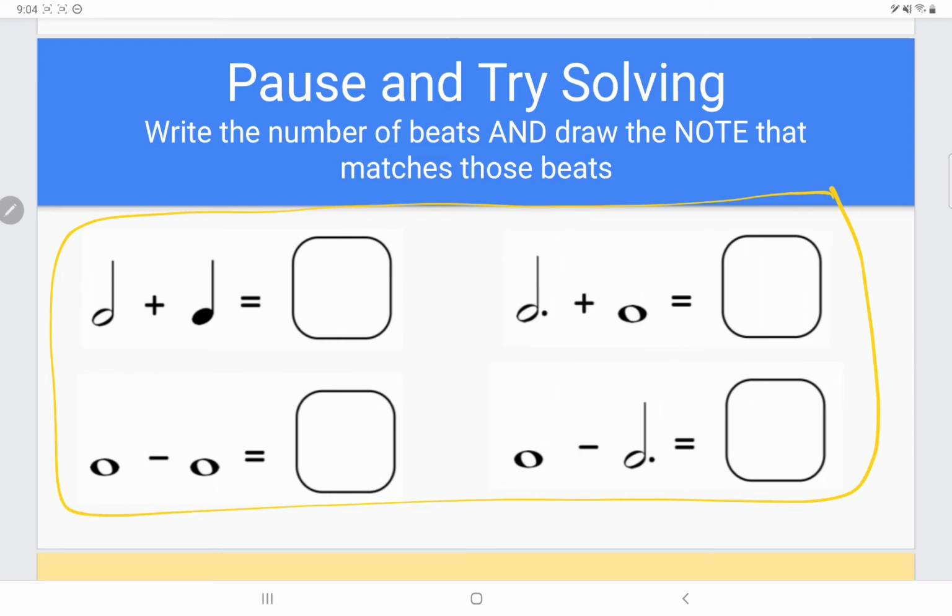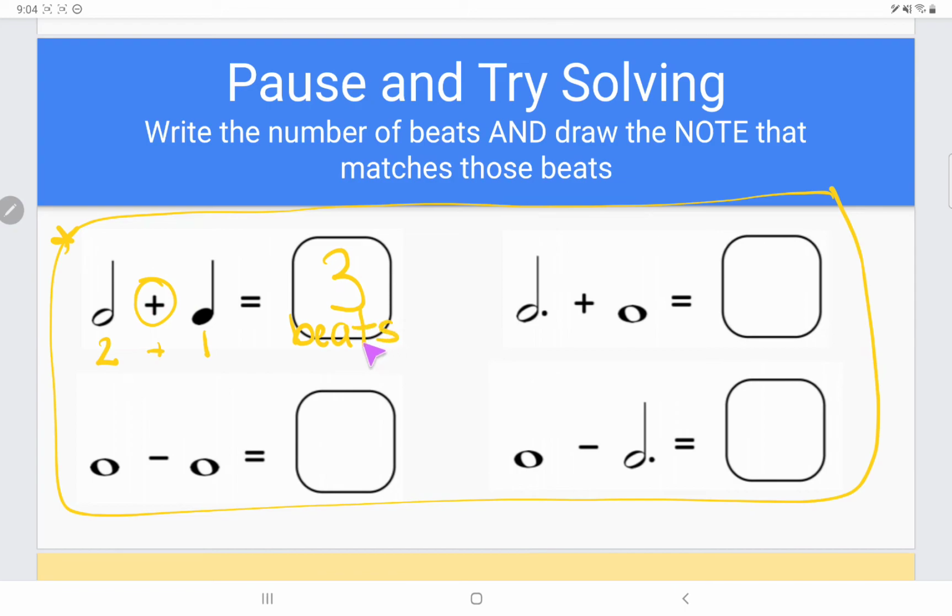Okay, scholars, if you have finished solving all of our music math equations, let's go ahead and solve these really quick all together. In this first one, we have a half note. Well, I know my half note is worth 2 beats, right? That's what my notes told me. And we're adding a quarter note. So when I add a half note and a quarter note together, that gives me 3 beats.